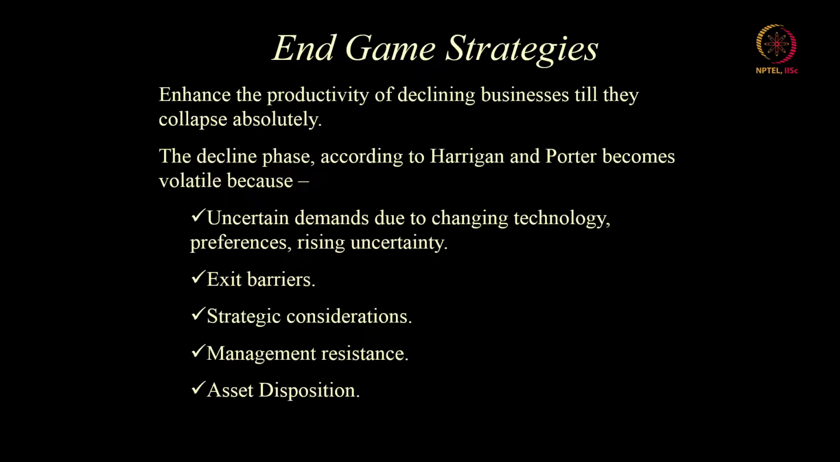The decline phase, according to Harrigan and Porter, becomes volatile because of uncertain demands due to changing technology, preferences, rising uncertainty. Then the problem of exit barriers, strategic considerations, management resistance, and the disposition of assets. So, this is in fact the problem faced. Some of these are problems faced by many public sector units as well. Example is that of HMT only.